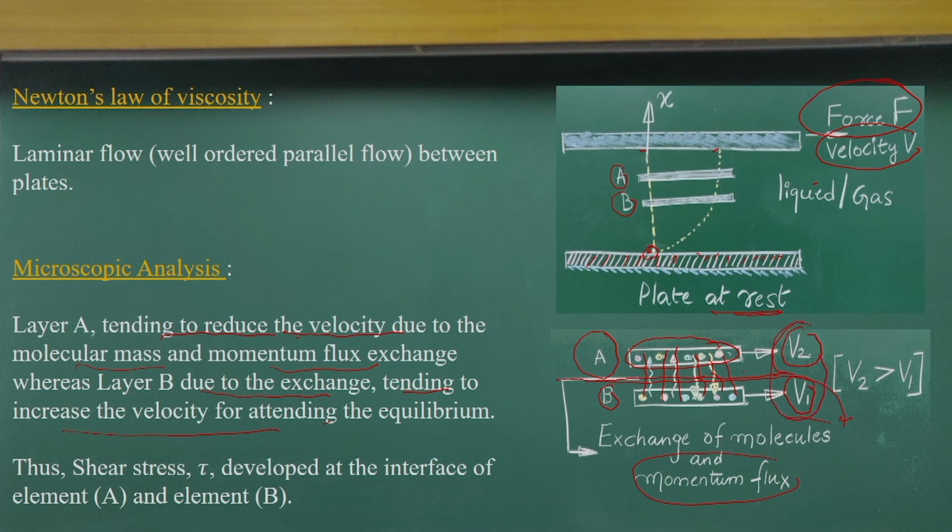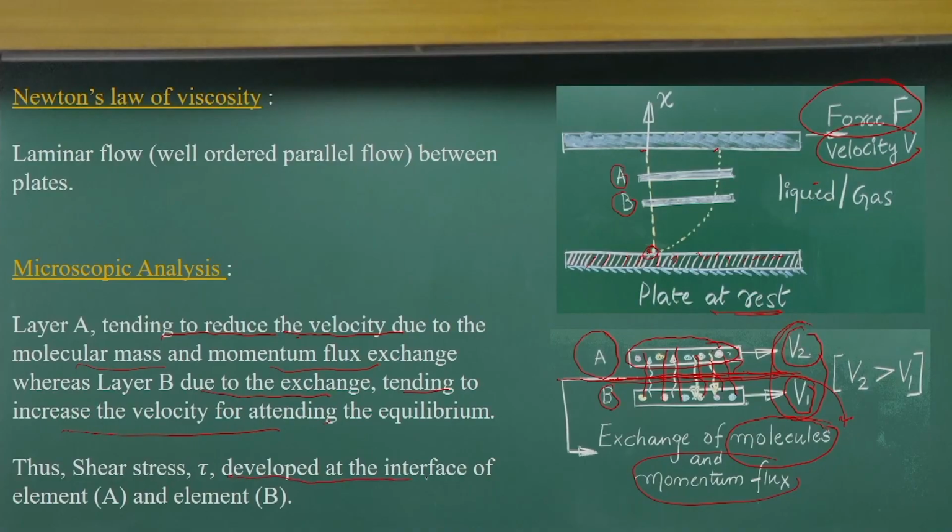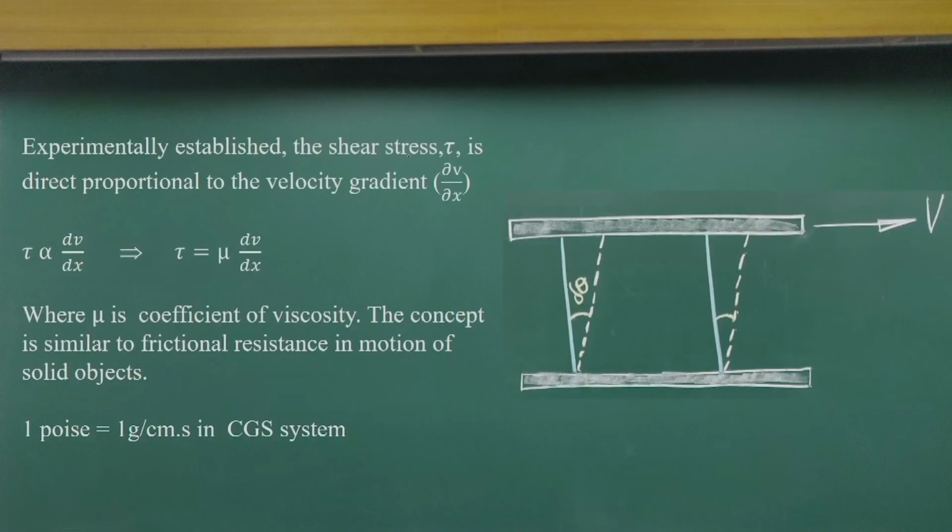So, looking at the mass exchange and momentum exchange of the molecules at these artificial interfaces between two fluid packets, we can see that definitely a force will act on those interfaces as the momentum flux crosses, and shear stress will develop at the interface level. And many studies have established experimentally that this shear stress is directly proportional to the velocity gradient.